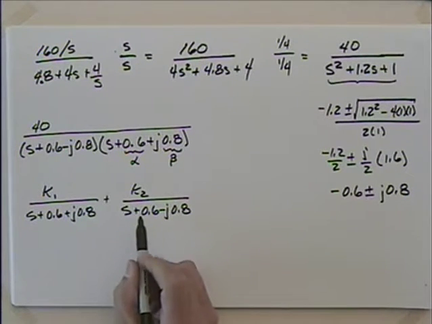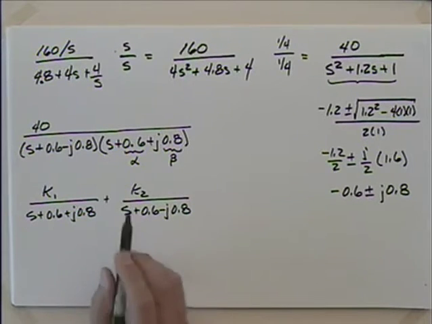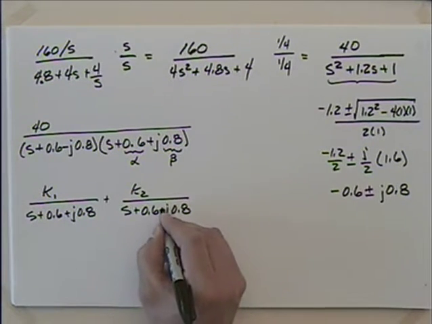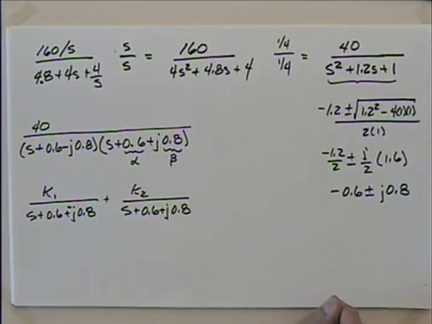Do I want to do those the other way? No, I think I should do those the other way, shouldn't I? So I think I'll make this positive and that negative. There.